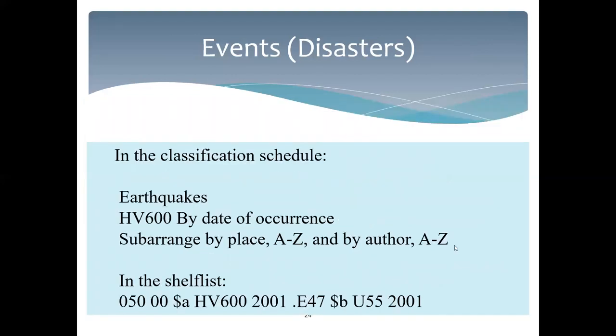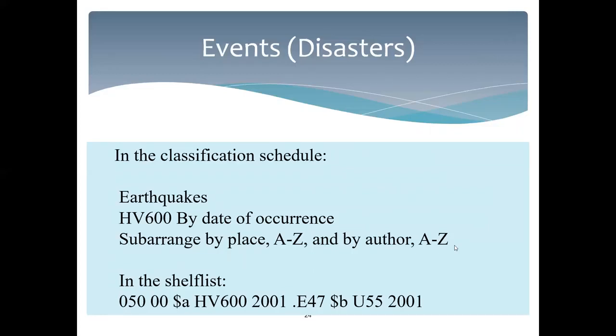So here in our classification schedule, here's earthquakes, HV 600 by date of occurrence. Subarranged by place, so first by date, it tells you first, HV 600, that's your earthquakes. You're going to do it by date of occurrence because it's an event happening at a specific place and time. Now, if this is about earthquakes in general, the history of earthquakes of the world, it is not going to follow this pattern. So you'll be looking in a different category related to earthquakes for that. But we're looking for earthquakes as an event and occurrence.